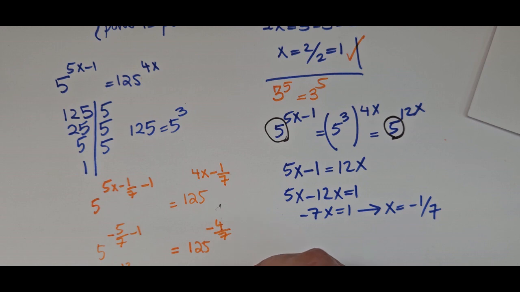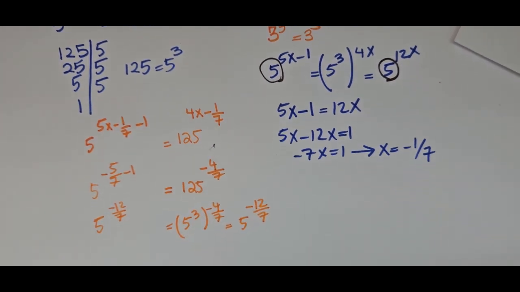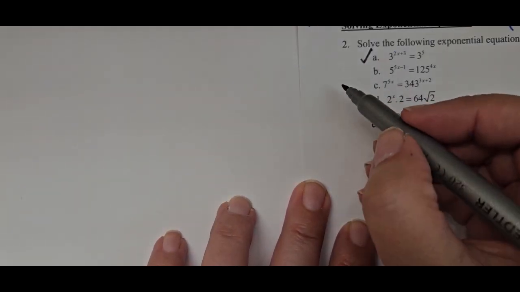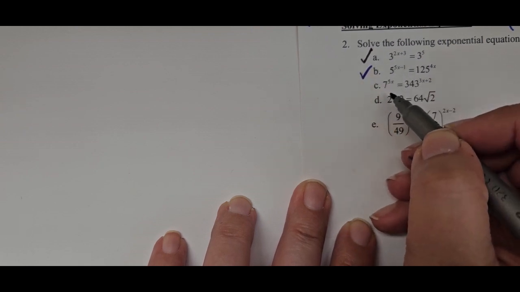And here I would have 125. It's 5 to the power 3. So it will be negative 4 over 7, which would be 5 to the power negative 12 over 7. And you can see that the two sides are perfectly equal, which means that you have the correct answer. So the second one is done. Let's move on to the third one.